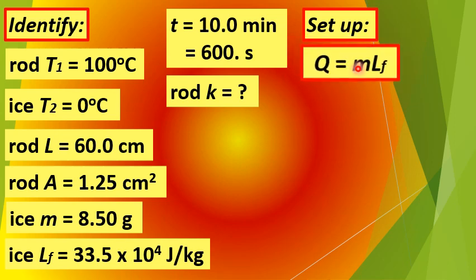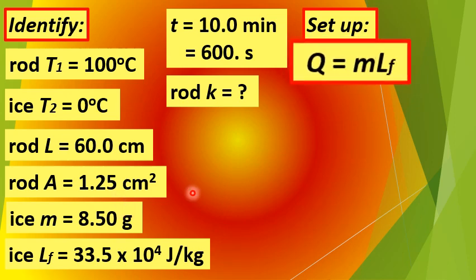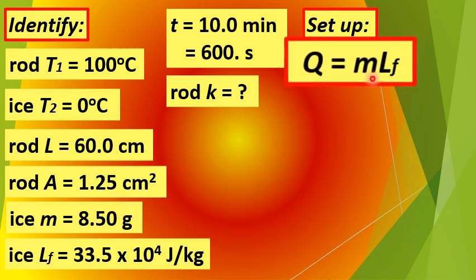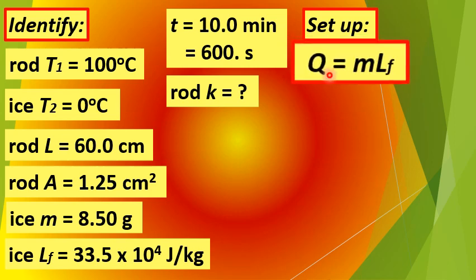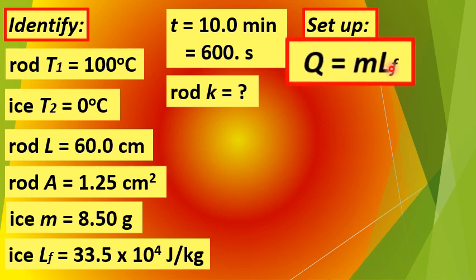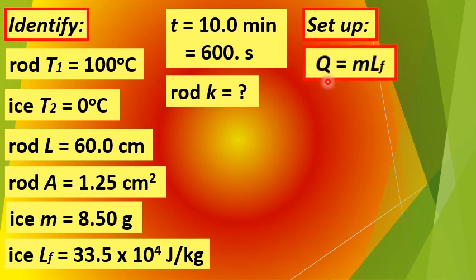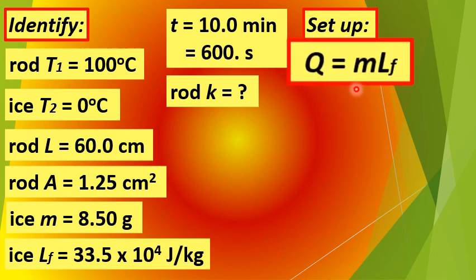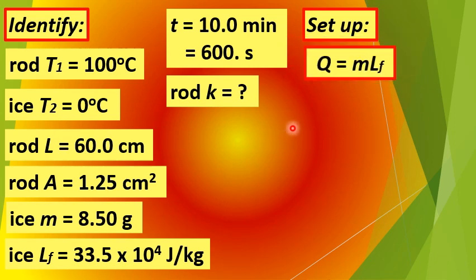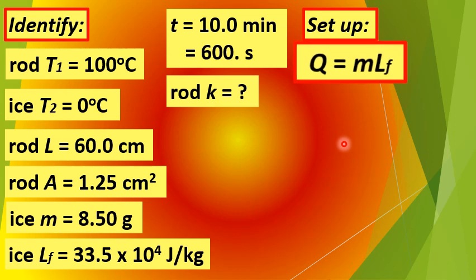So the mass small letter m is given. That's the mass of ice that melts, and also the latent heat of fusion of the ice, which is also given. But we need to know the amount of thermal energy that melts the ice, which is simply the same as the amount of thermal energy that is conducted by the rod in a time of 600 seconds.